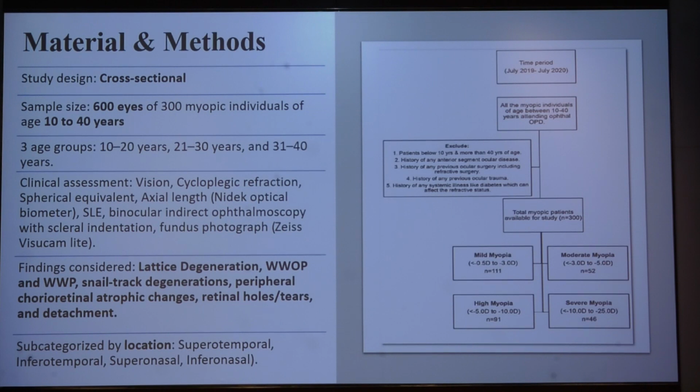It was a cross-sectional study in which 600 eyes of 300 myopic individuals of 10 to 40 years were included. They were divided into 3 age groups, and the myopia was divided into mild, moderate, high, and severe myopia. The routine visual assessment and ophthalmic examination was done, including binocular indirect ophthalmoscopy with scleral indentation. The findings considered were lattice degeneration, white without pressure, white with pressure, snail track degenerations, peripheral chorioretinal atrophic changes, retinal holes, tears, and detachment, and they were subcharacterized by the fundus location.